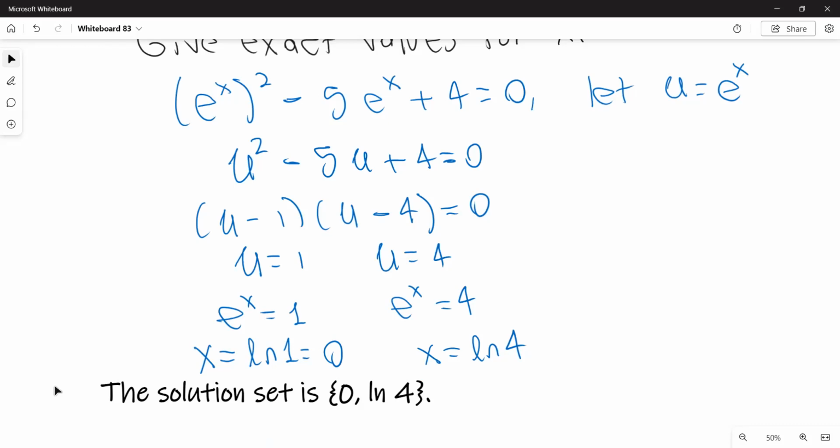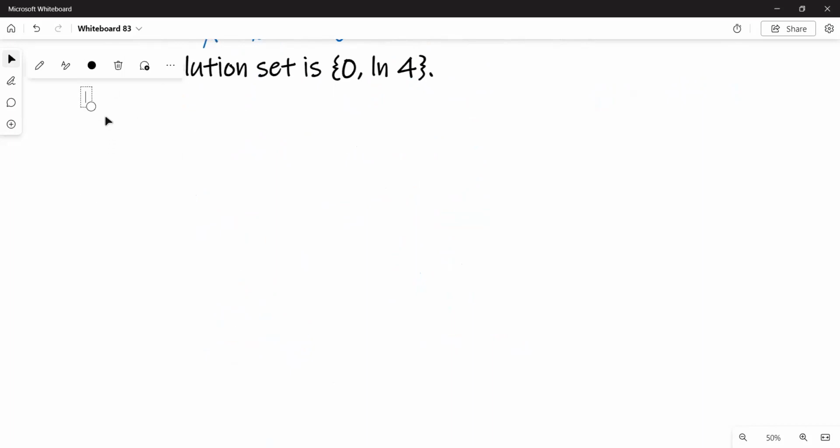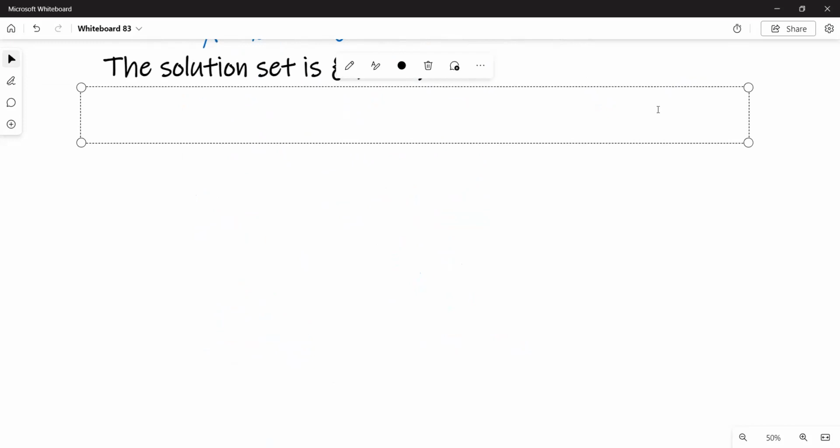So far we have solved exponential equations. And the next equations are going to be logarithmic equations. Now with that, we have a restriction that the number inside the logarithm must be positive. So we need to check.